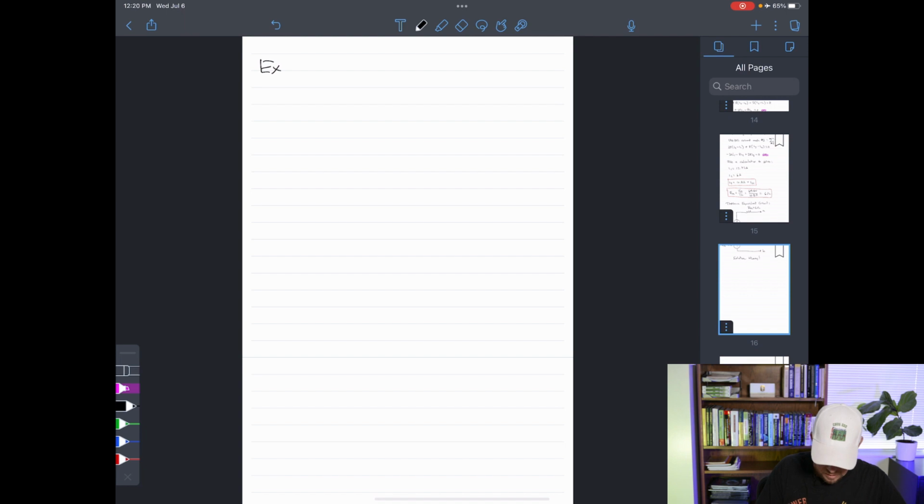So the next example here that we are going to cover is finding the Thevenin equivalent with dependent sources.